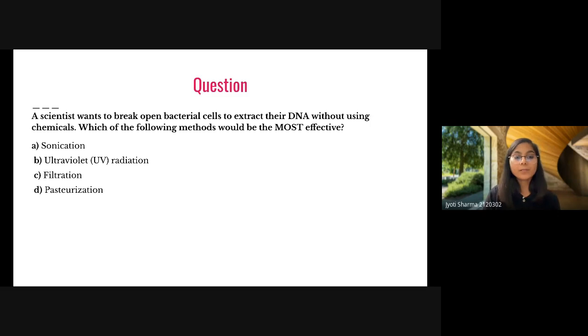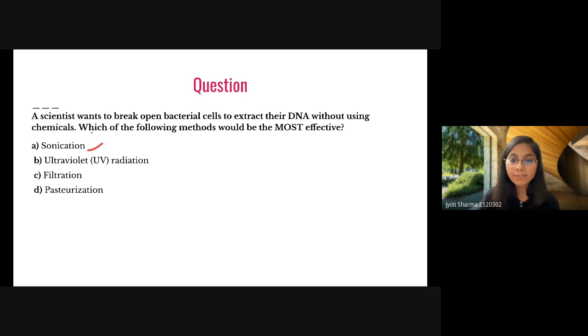Okay, so to break down the bacterial cell, we can use sonication. In sonication, we are giving sound energy to the solution that has the bacterial cells, and the sonication will break down the cell membrane of that bacterial cell, and this is how the cell of the bacteria will be broken down, and from there you can extract the DNA. So the answer is sonication. So just see here.